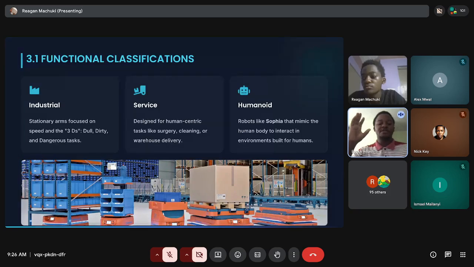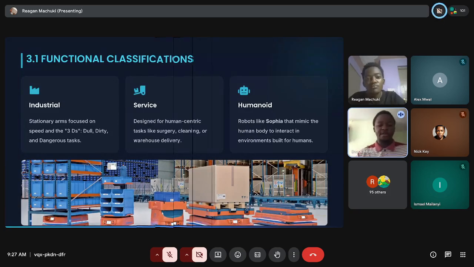Then we have humanoid robots. Now, about a year ago, or maybe 3 years ago, we heard of Sophia. It was a robot that was brought about from the Western world to mimic human abilities, and it falls under the category of humanoid robots. So it mimics the human body to interact with environments that are built for humans, and it can do other tasks such as assistance at home, where it can work as a nanny, it can work as very many things. Okay, you can go to the next slide.